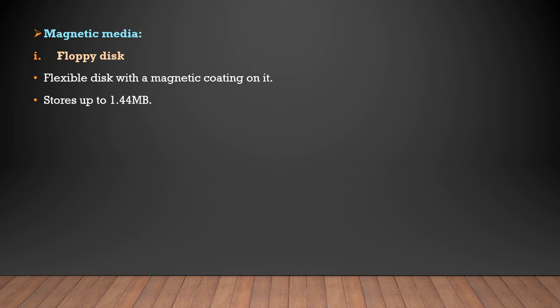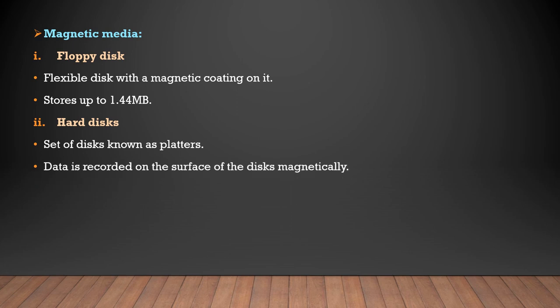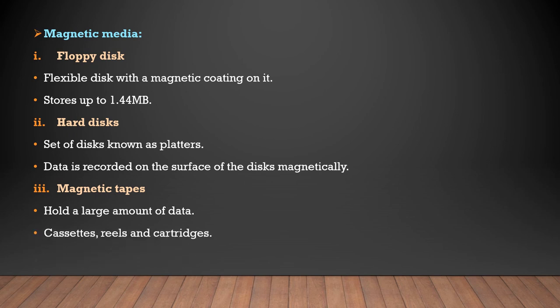Magnetic media. Magnetic media is coated with a magnetic layer. So some of the magnetic medias are classified as, first is the floppy disks. A floppy disk is a flexible disk with a magnetic coating on it. These are one of the oldest type of portable storage devices that could store up to 1.44 MB of data. Next is the hard disk. A hard disk is basically a set of disks known as platters, each with its own read-write head. Data is recorded on the surface of the disk magnetically. Next is the magnetic tapes. Magnetic tapes can hold a large amount of data. These tapes are available in the form of cassettes, reels, and cartridges.